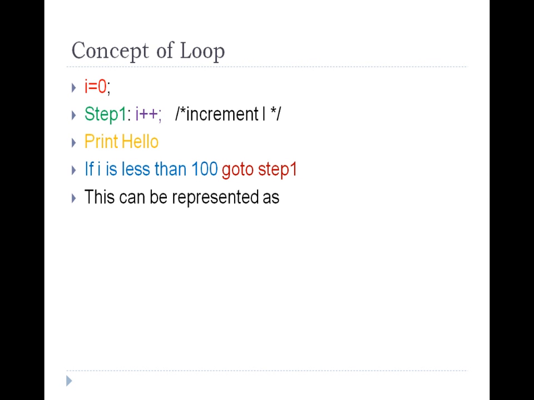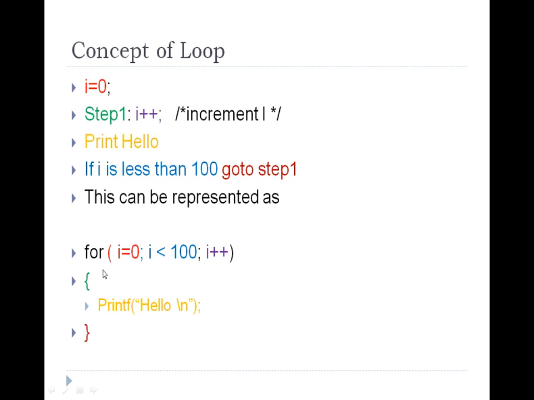Now this whole thing that we have discussed in the previous slide, I have marked with certain colors, can be represented in a slightly different way in C. Okay, let's see. Now the I is equal to 0. The initialization is, this is a for statement. This is I is equal to 0.